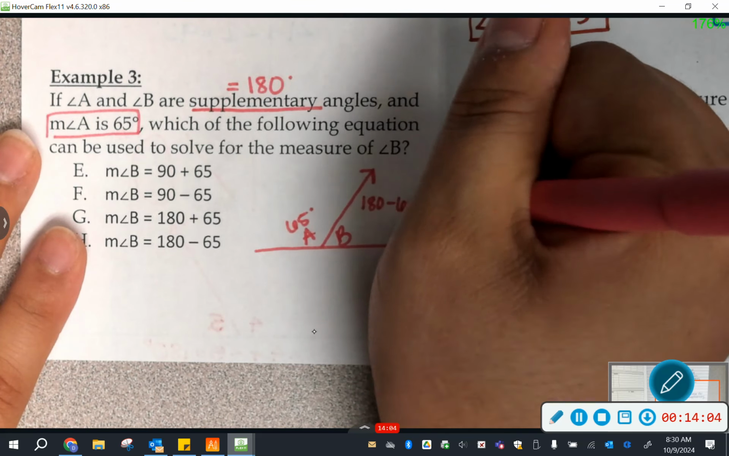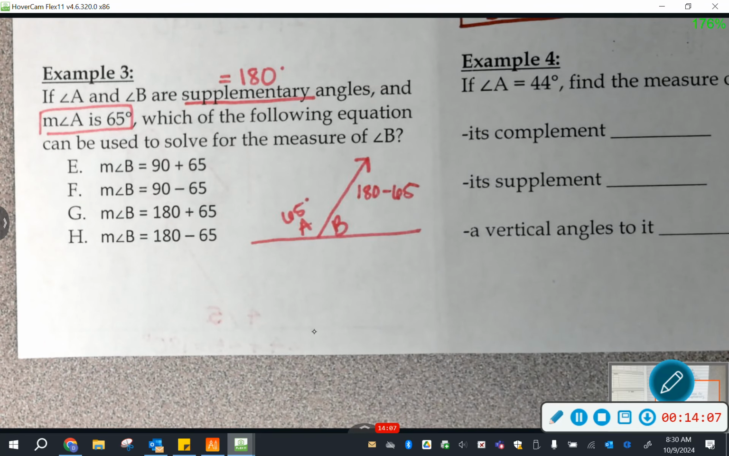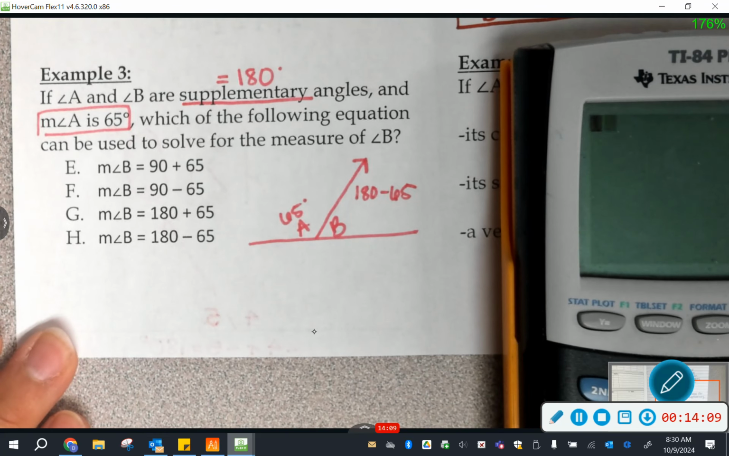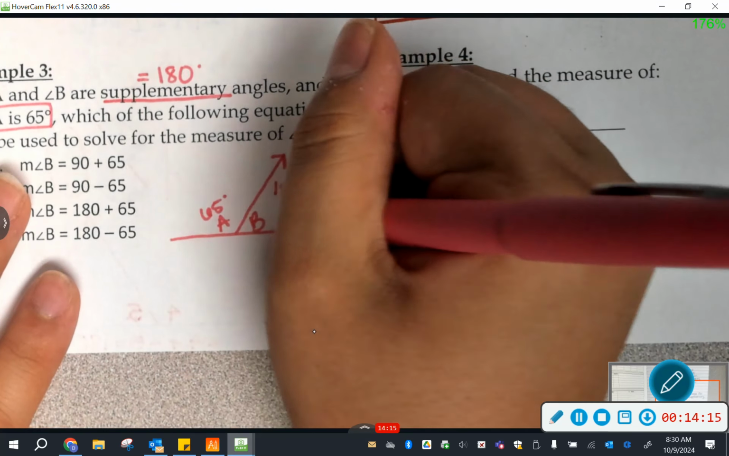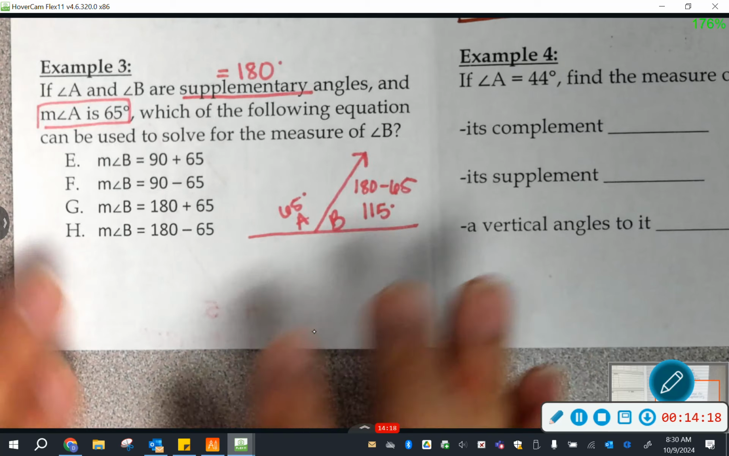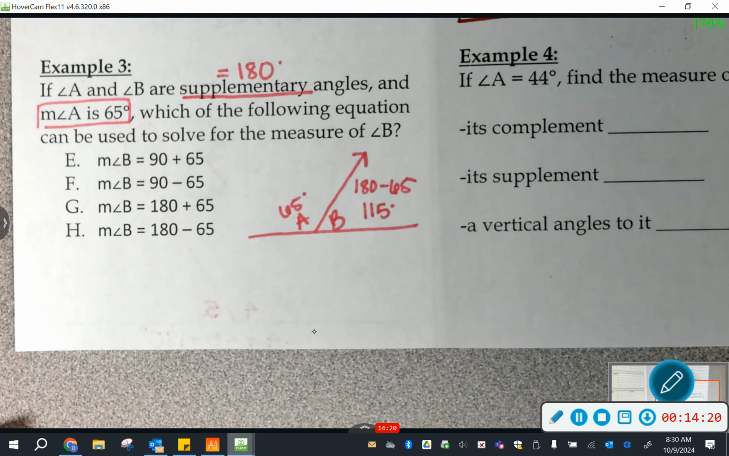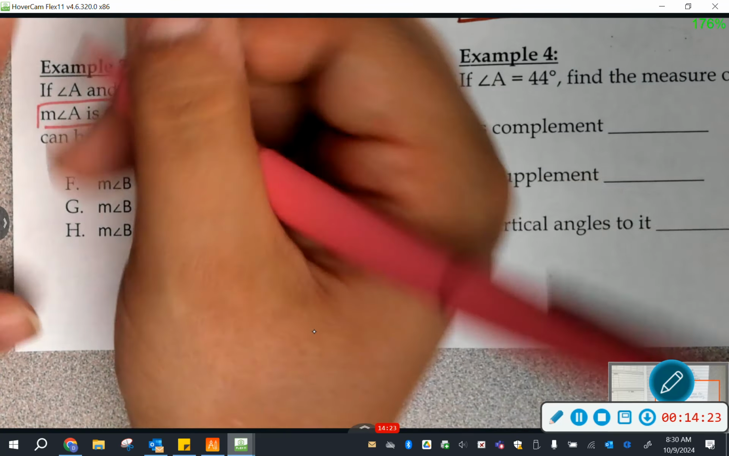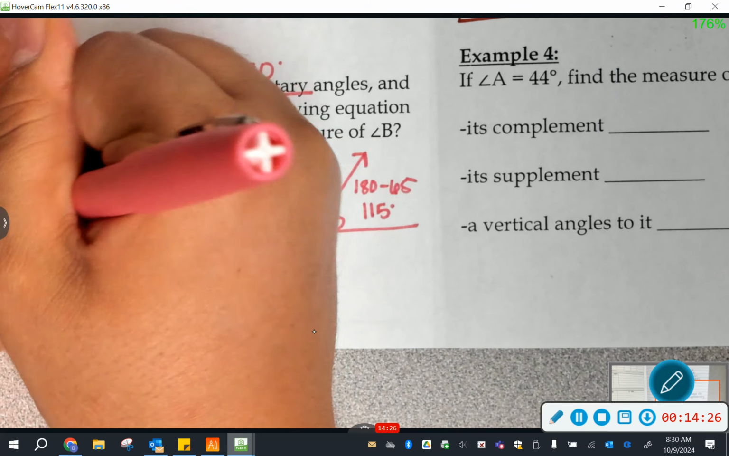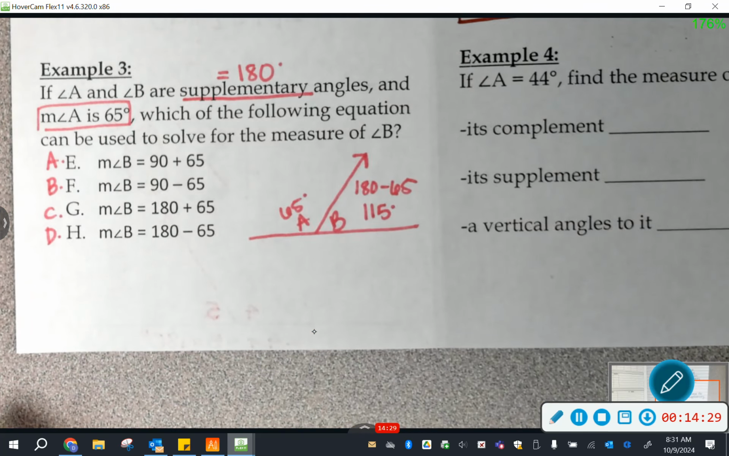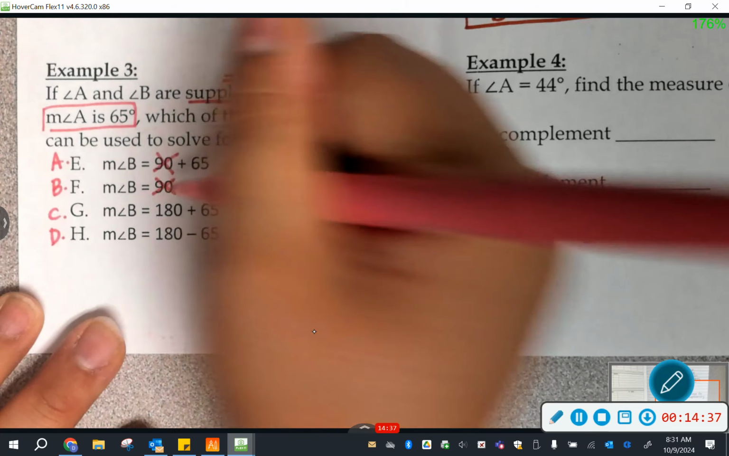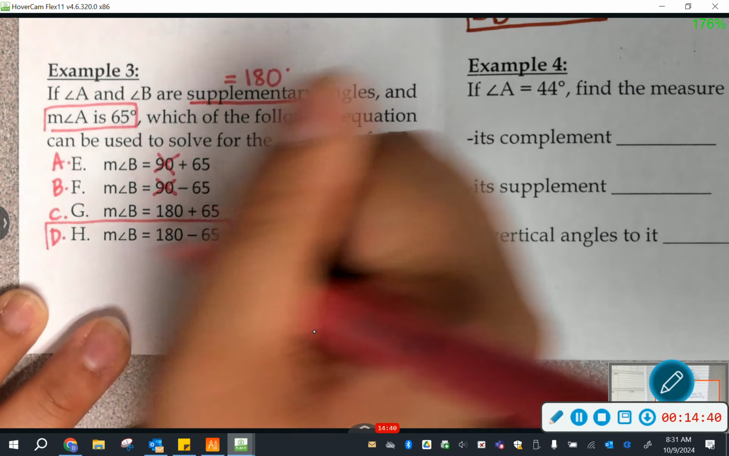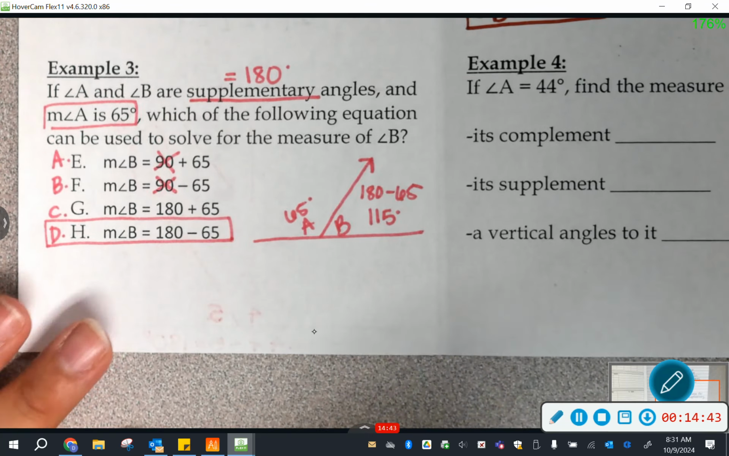Correct. 180 minus 65. What is 180 minus 65? It'll be 115. It's kind of like the warm-up problem, right? Which one is my answer? By the way, I know some of y'all have A, B, C, and D. I don't know why they're different. What did we do to find angle B? 180. We're definitely not doing 90 because this is supplementary, and we are subtracting. So D or H is your answer.